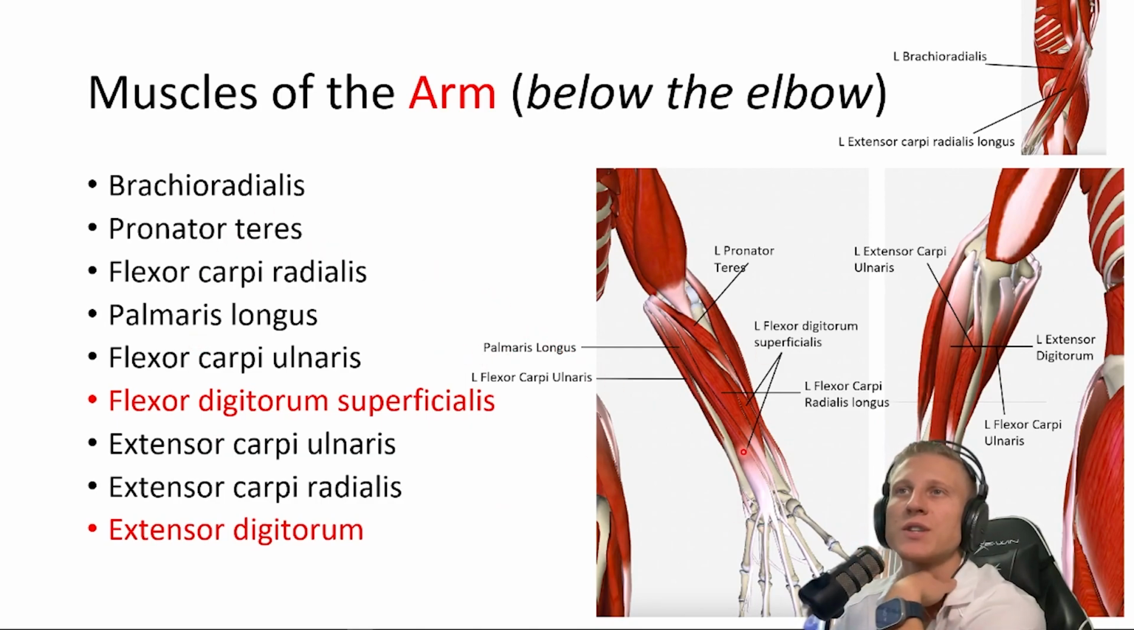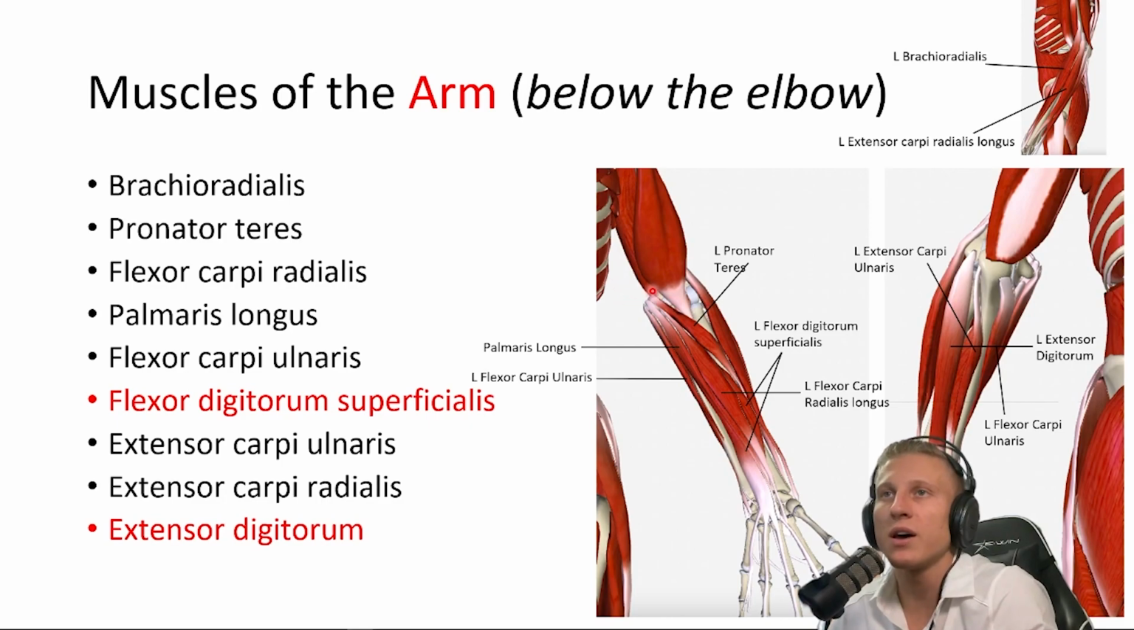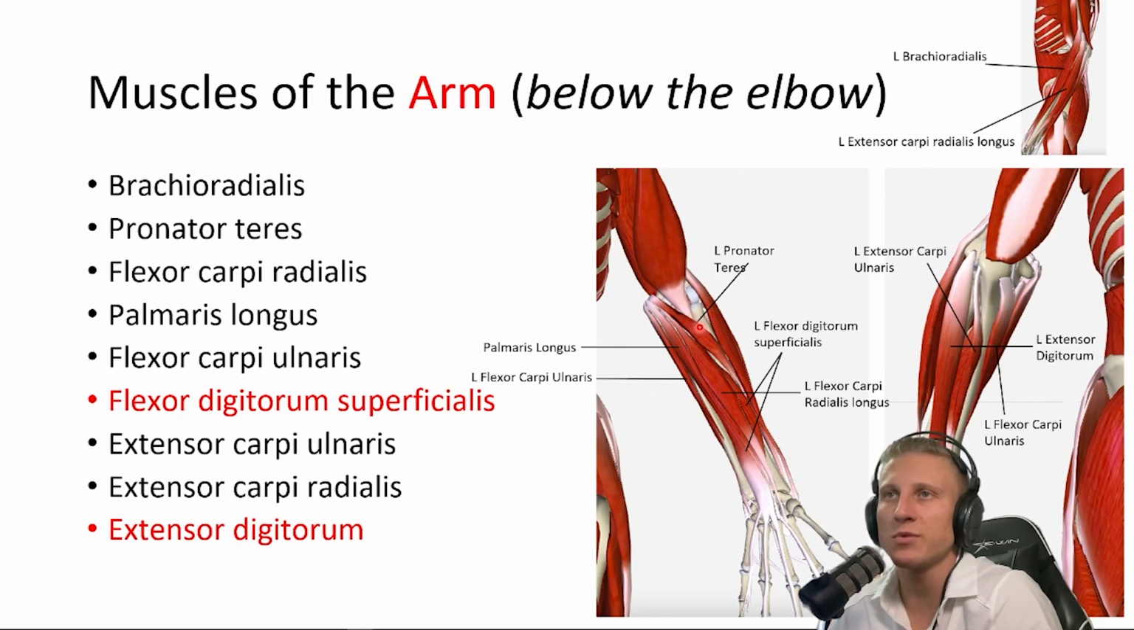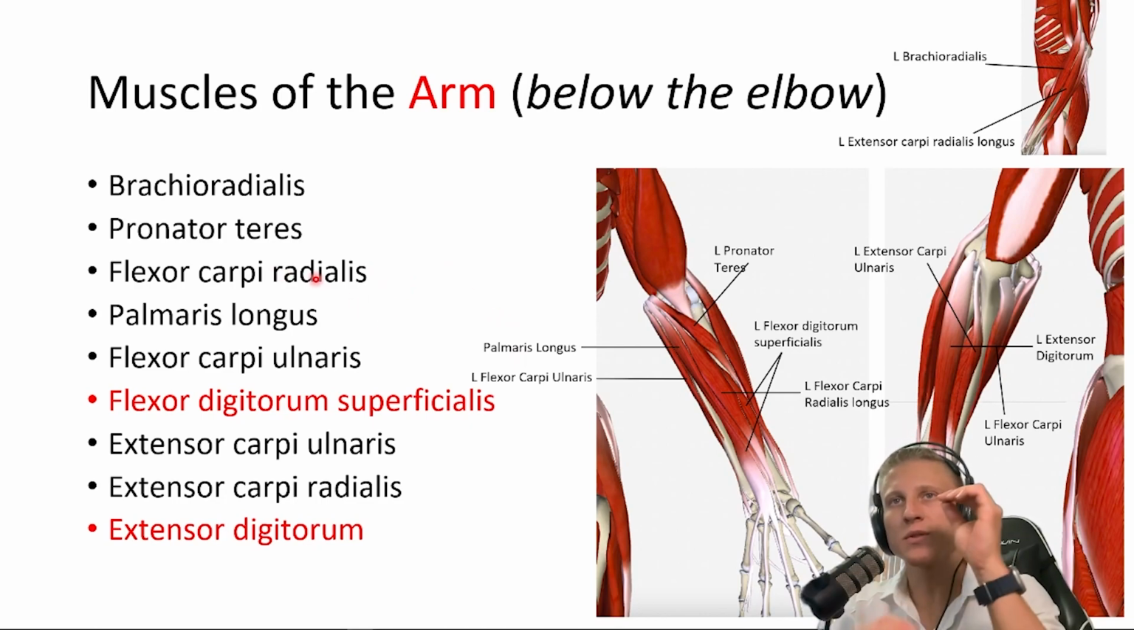All right, so pronator teres is going to be on the anterior surface, okay? It is running from basically your ulna, and then it's kind of crossing over more towards the radius, relatively on the upper proximal end of the forearm. Then we have the flexor carpi radialis. So quick little mental categorization note.